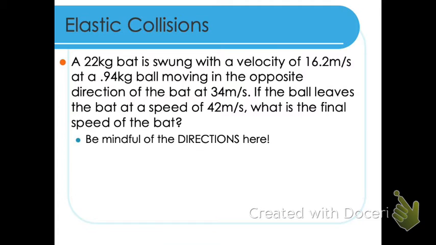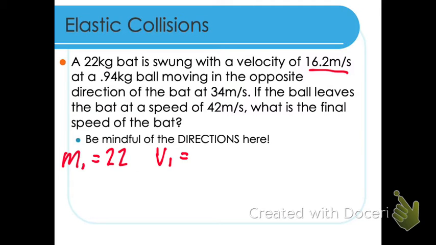Okay, so do you want to call the bat object 1? All right, so let's say that M1 is 22. Initial velocity of that bat is 16.2. So we have to identify here, what's the positive direction? Is the positive direction toward the outfield, or is the positive direction toward home plate? You know what I'm saying? Is the bat moving in the positive direction to begin with, or is it moving in the negative direction? Okay, so let's pick that direction.